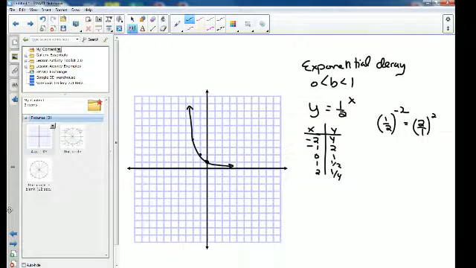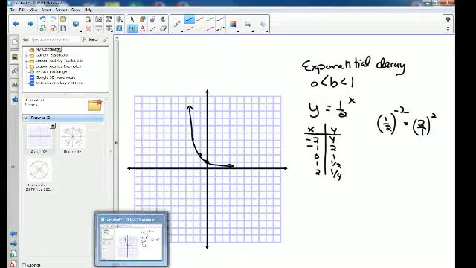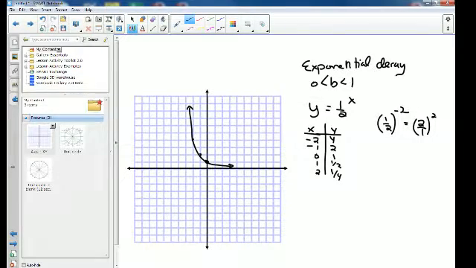Okay. Can anybody think of any applications in science for this? Bacteria. You're telling me that bacteria, as time goes on, tends towards 0, if you're trying to kill it. Bacterial death. Okay.